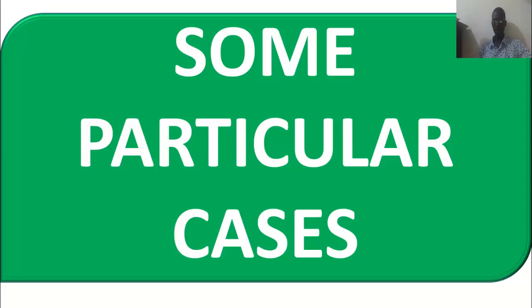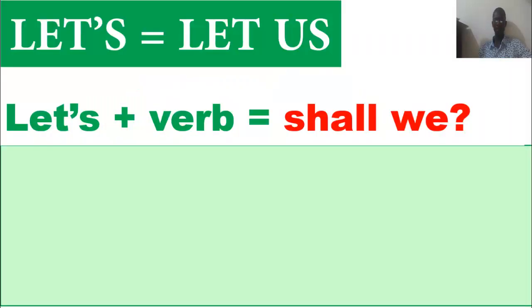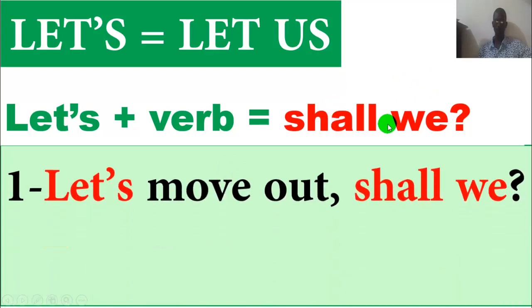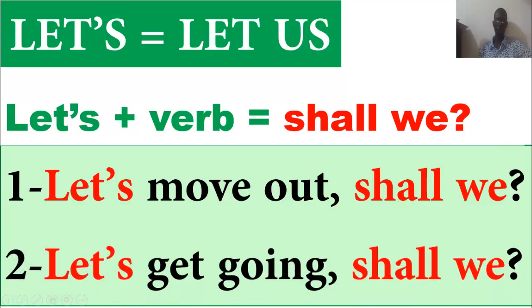Now, some particular cases. Des cas particuliers, des exceptions. Let's, meaning let us. Let's, the tag question will be, shall we? Come on. Let's move out. Sortons. Allons-y dehors. Shall we? So whenever we see let's plus something, the tag question is shall we? Another example, let's get going. Commençons. Commençons la réunion. Commençons le cours. Let's get going. Shall we?